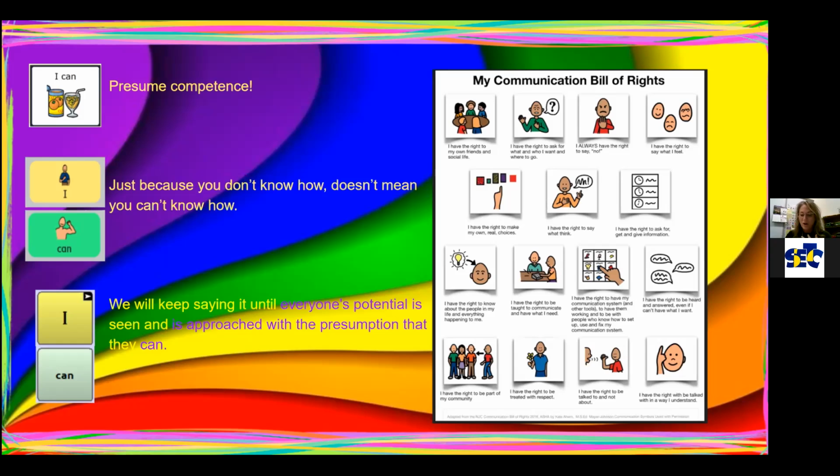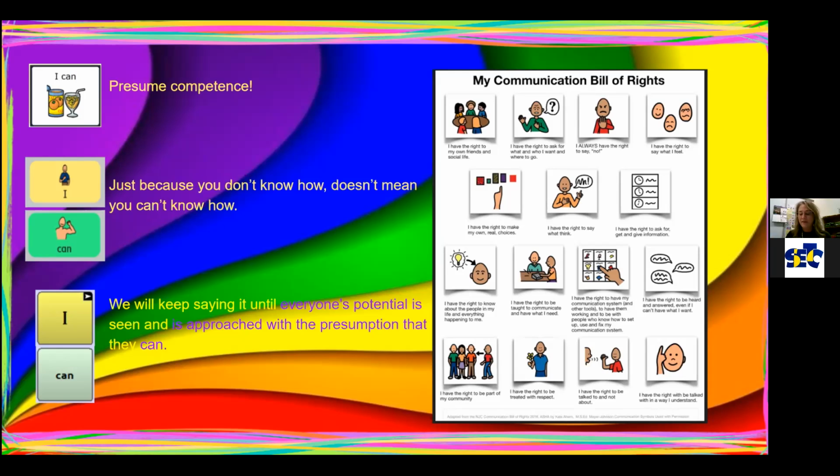So I have a right to know about the people in my life. I think that's really important, that our students are able to see how others communicate with their communication device. That's super important. I have the right to be taught to communicate and have what I need, their communication system, which leads to the other. I have the right to be part of my community. If I'm in a community of AAC users, then I have a right to be able to hear and learn about that, as well as others learn about my system of communication.